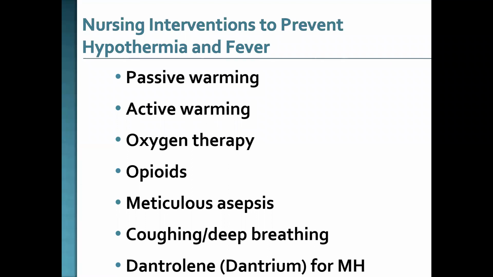Meticulous asepsis should be used when caring for the surgical incision as well as the IV site. Coughing and deep breathing, as well as incentive spirometry, will help keep the patient's airway clear. Treatment for malignant hypothermia includes the administration of dantrolene with the onset of symptoms, in addition to measures to cool the patient, which will include ice packs and cold IV solutions. Acid-base imbalance should also be corrected to reverse the signs of malignant hypothermia.